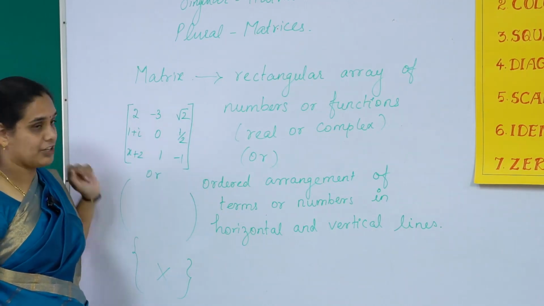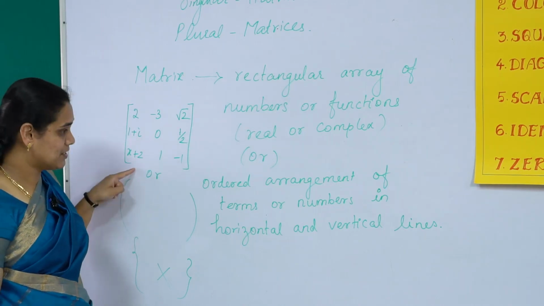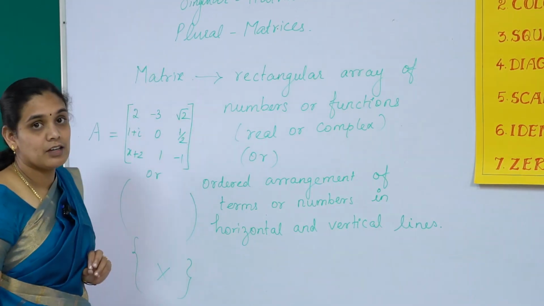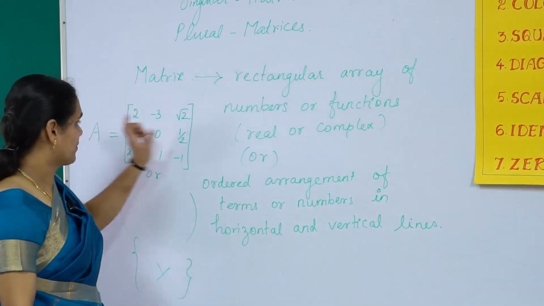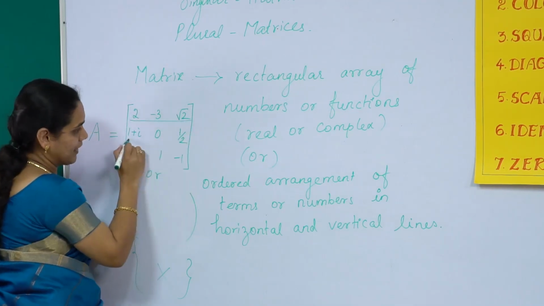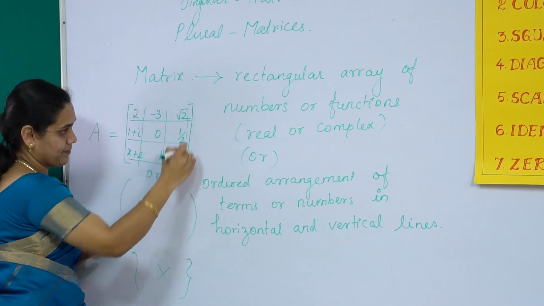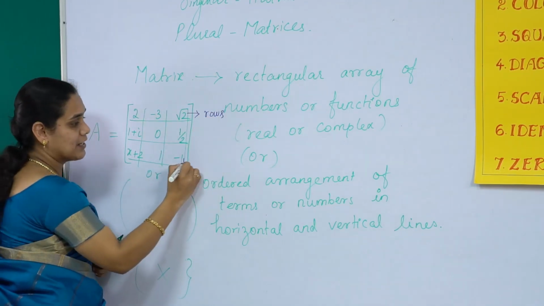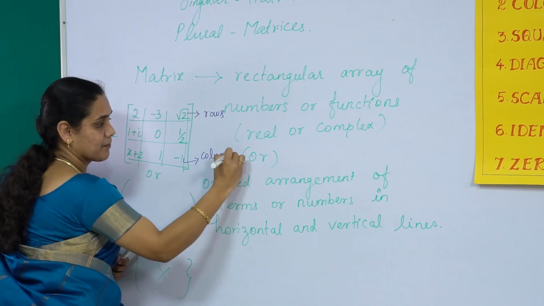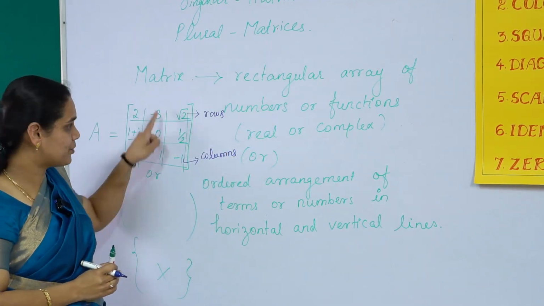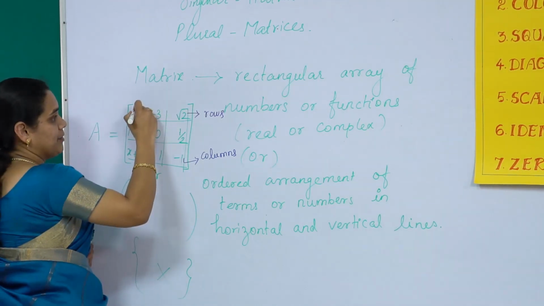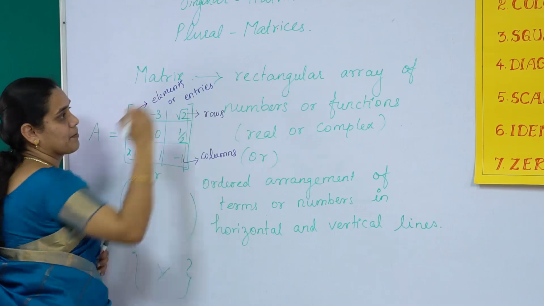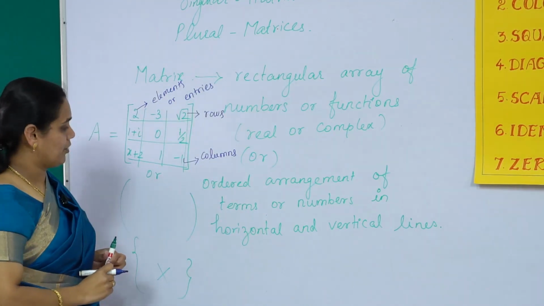We have the rectangular arrangement of numbers or functions or terms here. Usually we denote the matrix by capital alphabets. I'm using A here. Okay. And here we have elements in horizontal lines and also in vertical lines. These horizontal lines are called rows and the vertical lines are called columns. And the numbers or functions present in the matrix are named as elements or entries. Elements or entries. Okay.